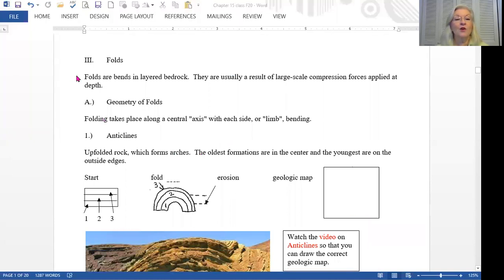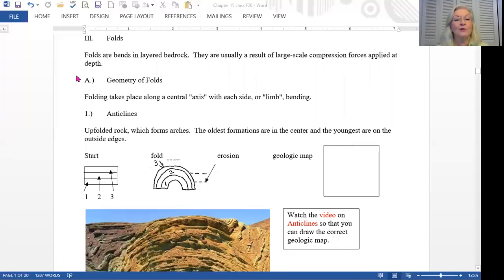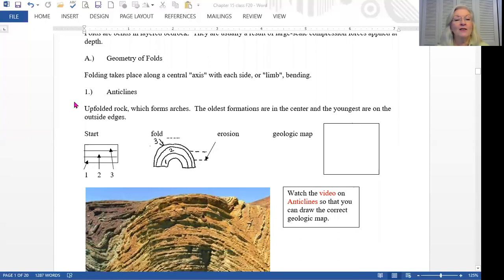We'll look at some of our folds. They're bends in the rock. They take on different shapes. They're a result of large-scale compressions applied at depth. If you look back at that first drawing in the information, we talked about how at depth you get things that arch up and sink down. Those are folds. So you always have a central axis and then limbs that bend.